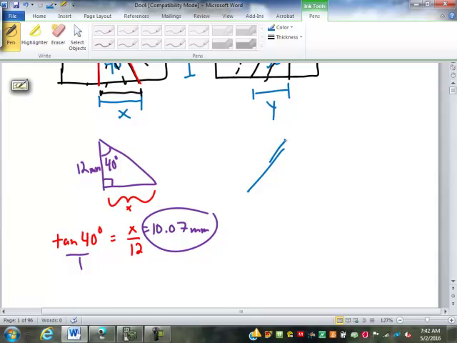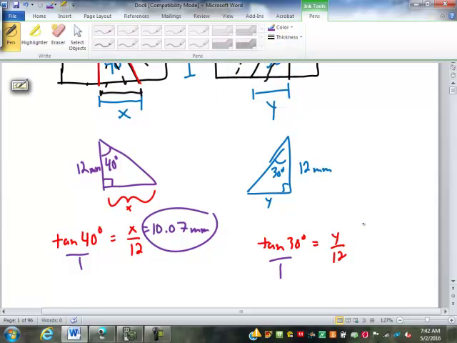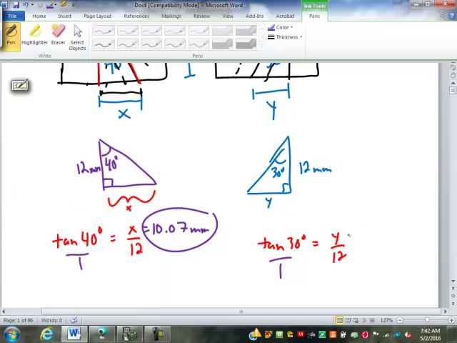Over here, we've got 30 degrees and 12 millimeters, looking for y. So this is going to be tangent of 30 degrees equals y over 12. Put this over 1, so it'll be 12 times tangent of 30. That's 6.93 millimeters.